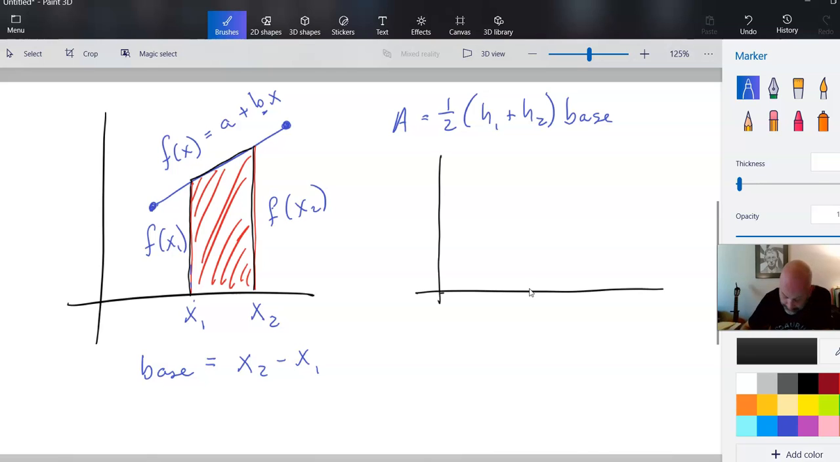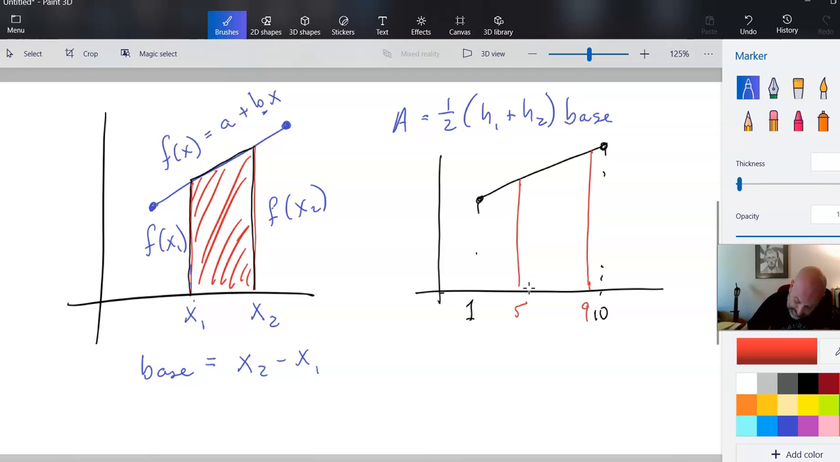Let's see if I can do it without having to erase this, but we'll see. I may need the room. Okay, so this time I'm actually going to give you some values. So this runs from 1 up to 10, right? However, the area we're going to find runs from 5 to 9. So that's your x1 and x2. And we want that area in there, right?